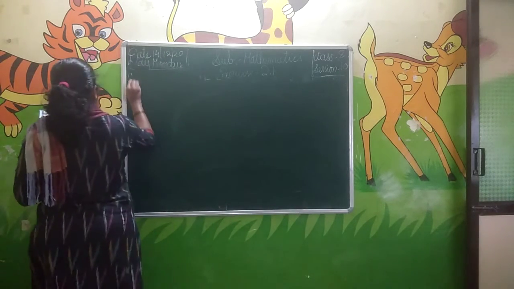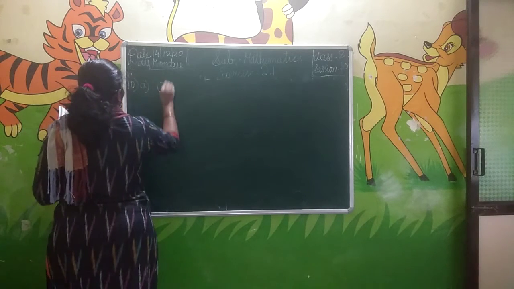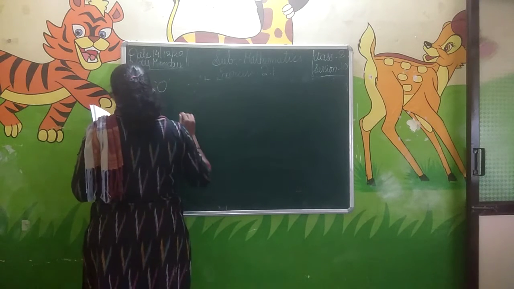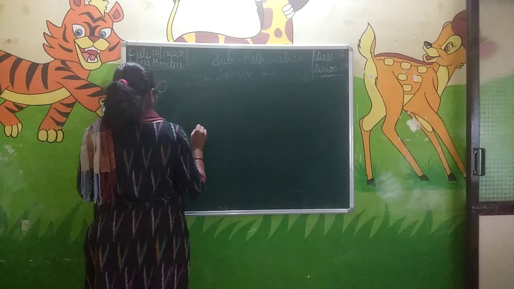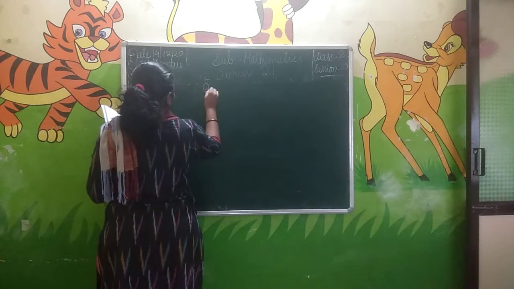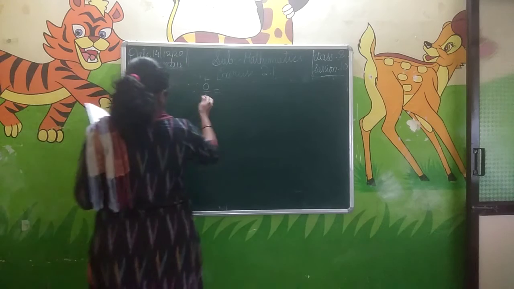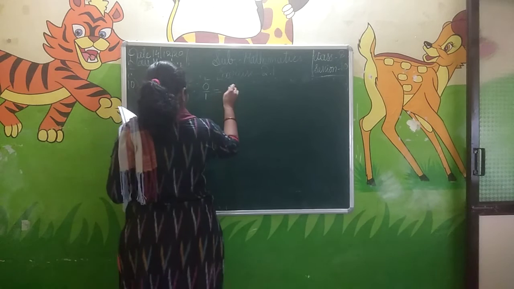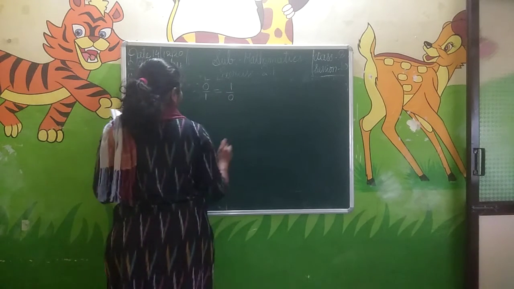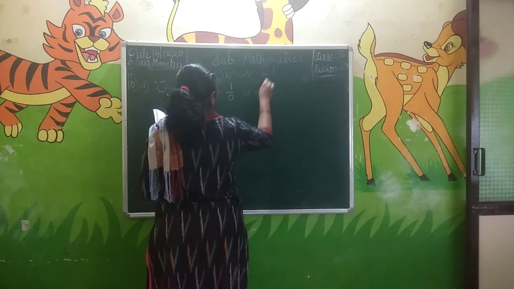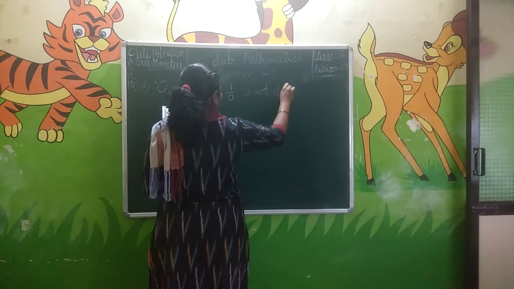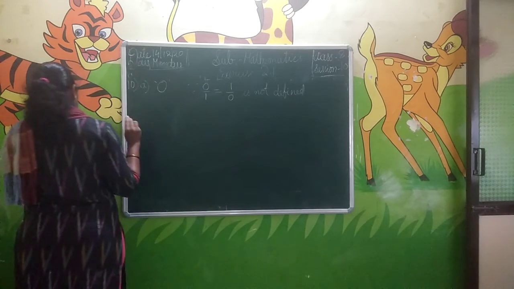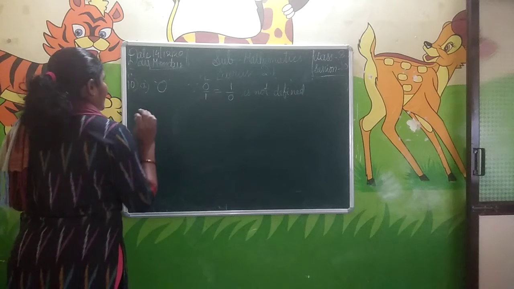So for the 10th one, in question A, the answer is 0, because when we take 0, we do not get a reciprocal. When we take 0 as 0 by 1, if nothing is there in the denominator, we can take it as 1. When we take the reciprocal of this, we get 1 by 0. If it is 1 by 0, it is not defined. So 0 is the rational number that does not have any reciprocal.